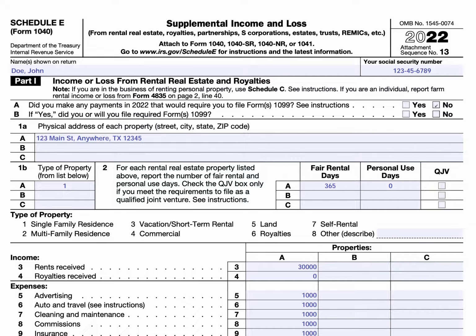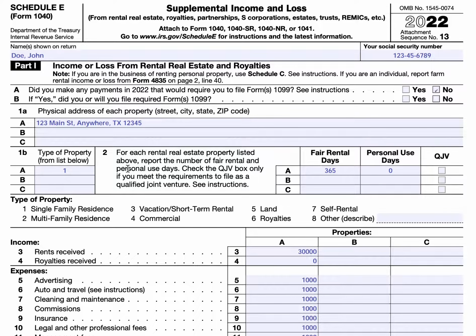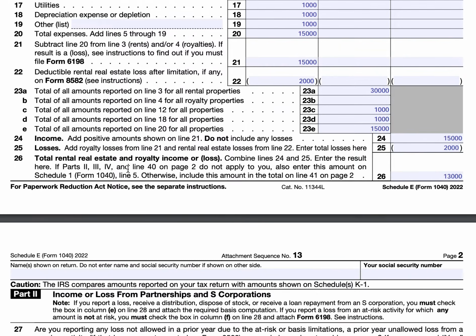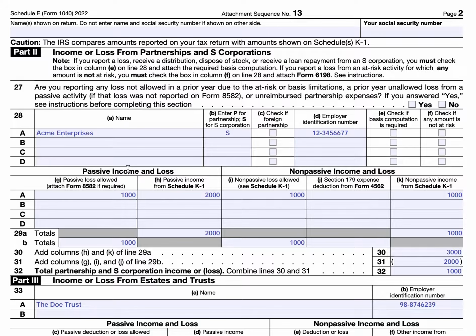There are 5 parts to Schedule E. Most taxpayers will not fill in all 5 parts, but I'll go over them briefly, and then we'll circle back and begin with Part 1 at the top of page 1. This is a 2-page tax form. At the top of page 1 is Part 1, Income or Loss from Rental Real Estate and Royalties. This is the largest section of the form, and once we get through Part 1, the rest of it is fairly straightforward. Page 2 contains the rest of the parts.